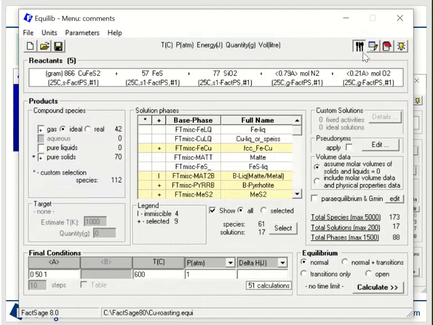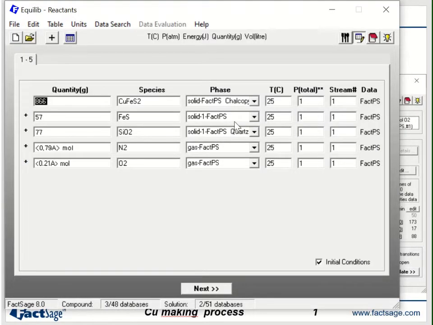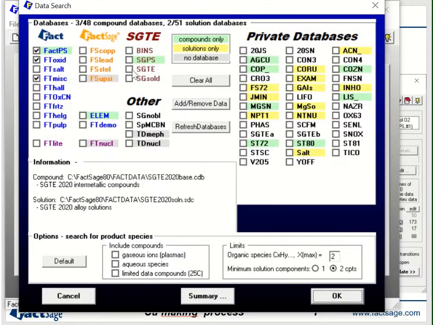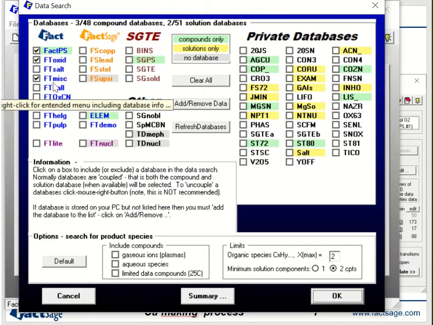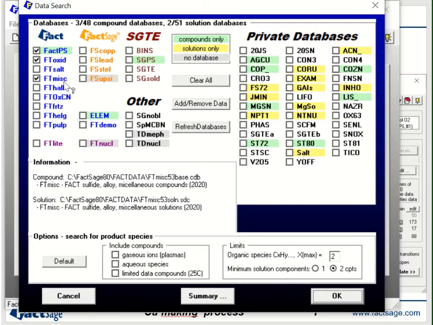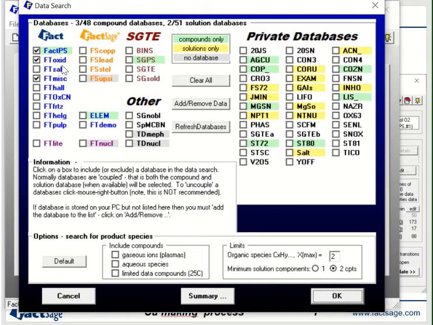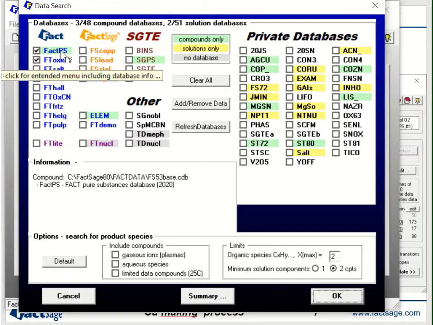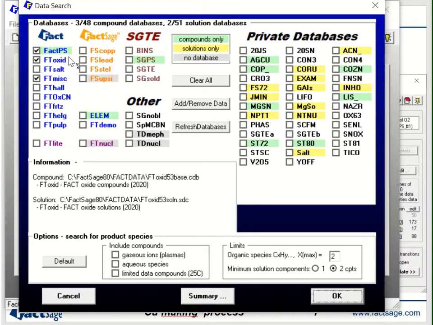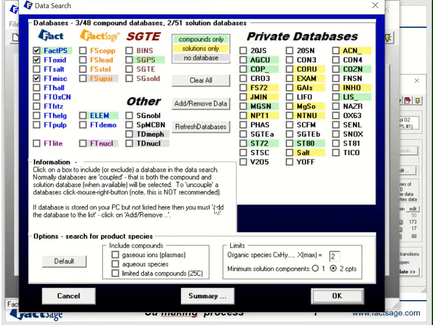So I already set up those calculations here. Let's look at one by one. First of all, the database selection. As I mentioned, we want to use the PACT-PS, FT oxide, and FT miscellaneous database. This FT miscellaneous database contains sulfide minerals, FT oxide, of course, contains all the oxide minerals, and the PACT-PS contains gas species. So we need all these three databases.